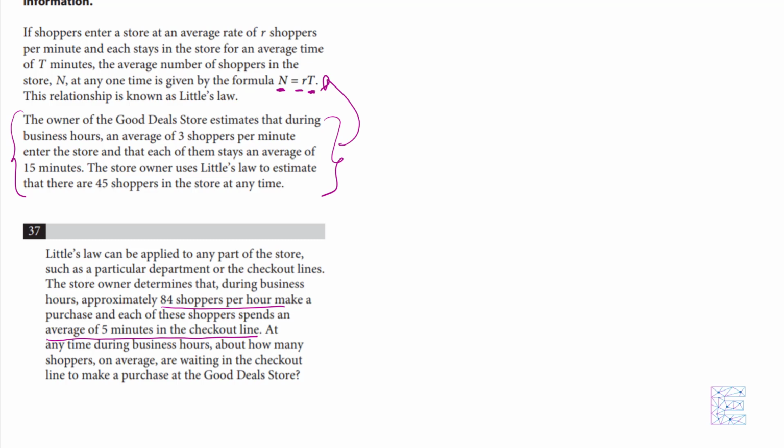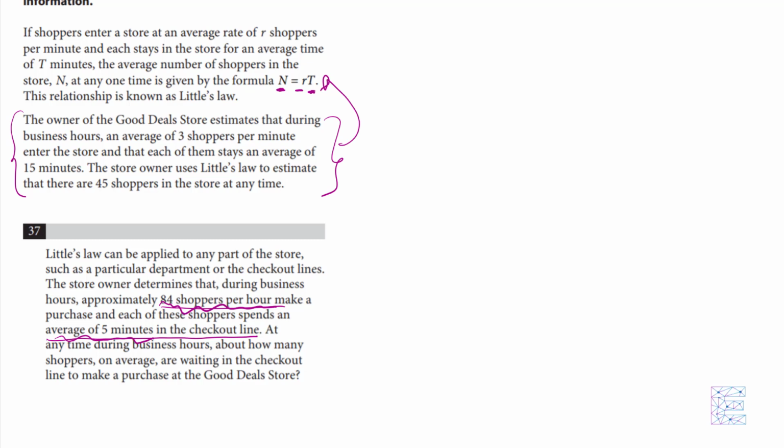So the first thing we want to note here is that we are given the approximate number of shoppers, but this is given in hours, per hour. And then he goes on to say they make a purchase and each of these shoppers spends an average of 5 minutes. So you see there's 2 units there. There's shoppers per hour, and then the wait time is in minutes. So when you have 2 different units of measure, that is never going to work. So we have to make sure that we're working from the same unit.